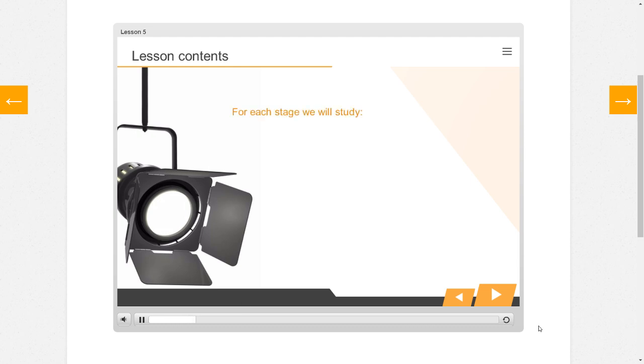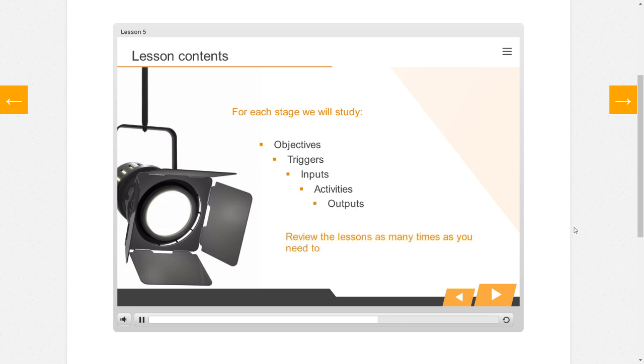For each stage of the SIAM roadmap, we will study objectives, triggers, inputs, activities, outputs. There's a lot of information to learn about the SIAM roadmap, so make sure you complete all the exercises and review the video lessons as many times as you need to.